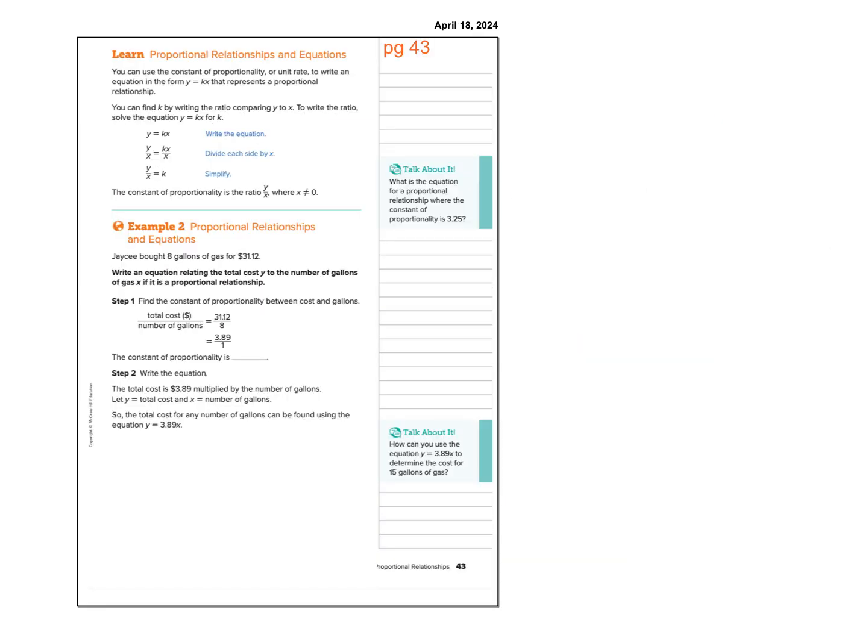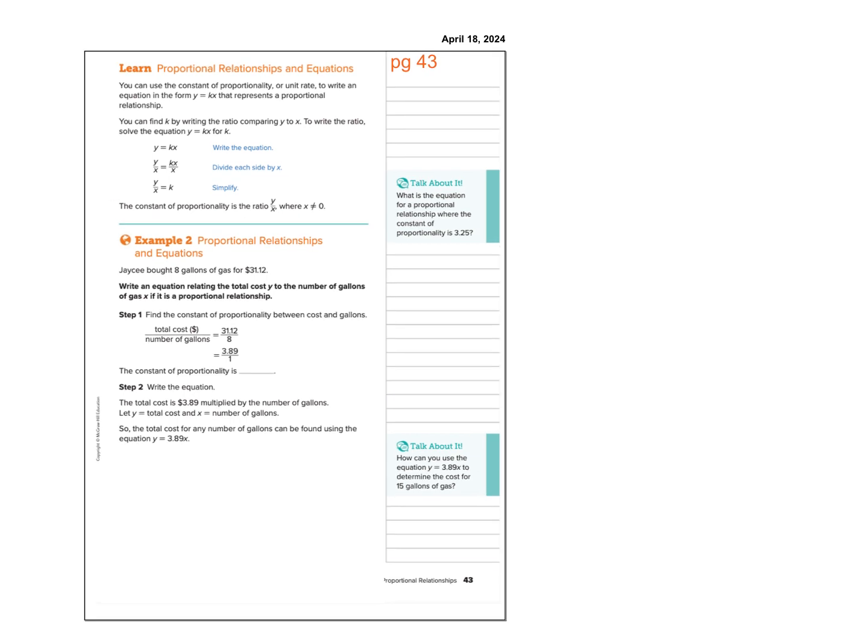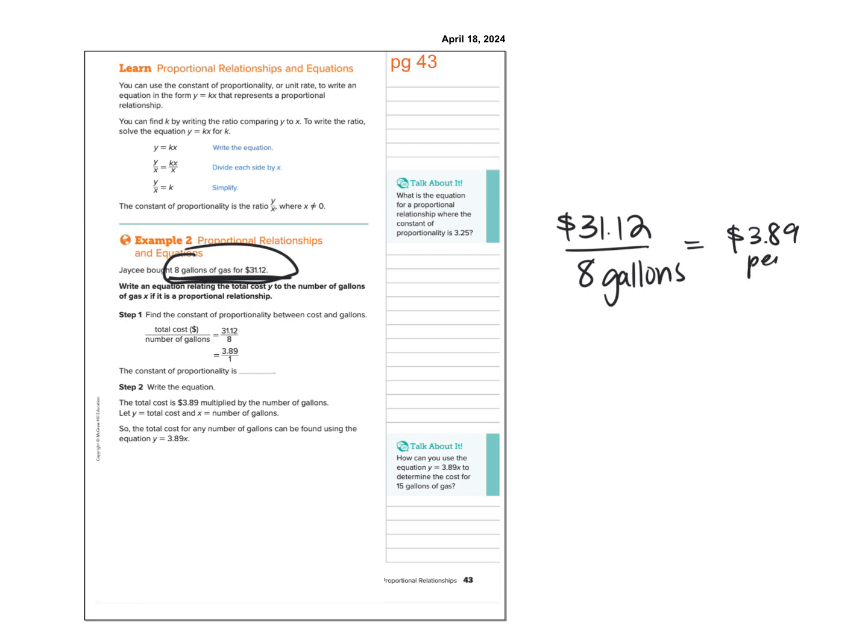Okay, so I kind of went through most of it, but we're just going to quickly go through this. So same thing, JC bought 8 gallons of gas for $31.12. Can you write an equation for that? Same thing, you need to figure out how much per 1 always. So it costs $31.12 for 8 gallons. I want to know how much it costs for just 1 gallon, so I'm going to divide that out. $31.12 divided by 8 ends up being $3.89. So it's $3.89 per gallon.